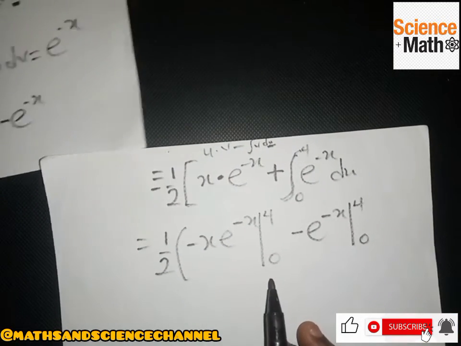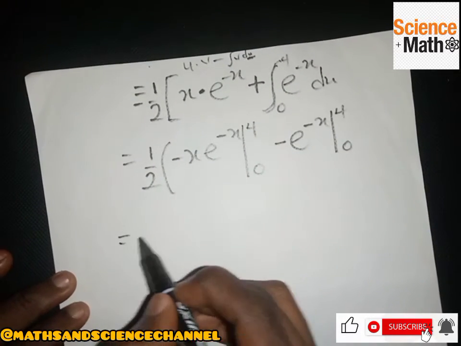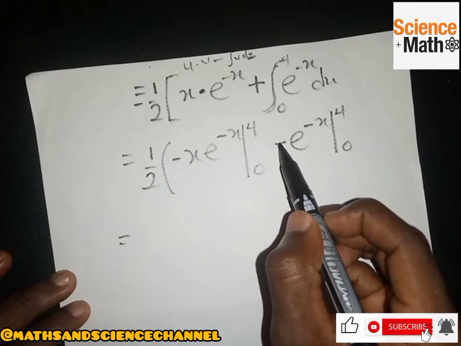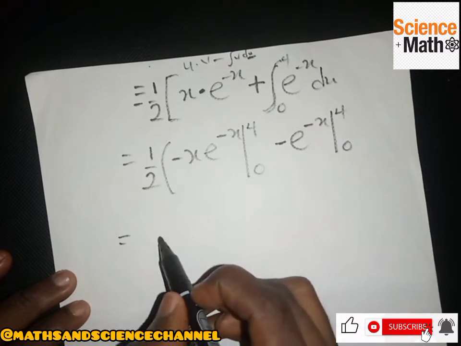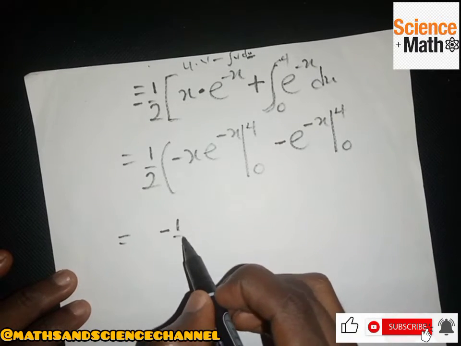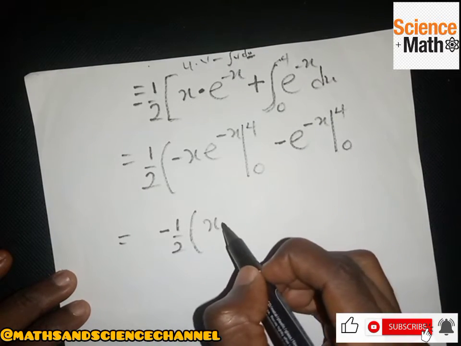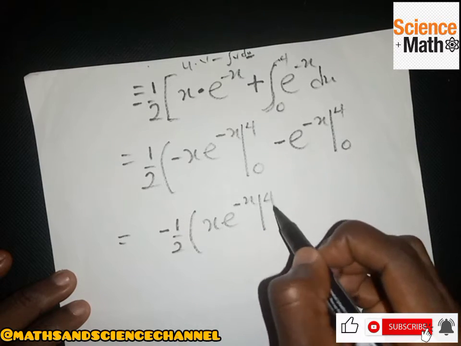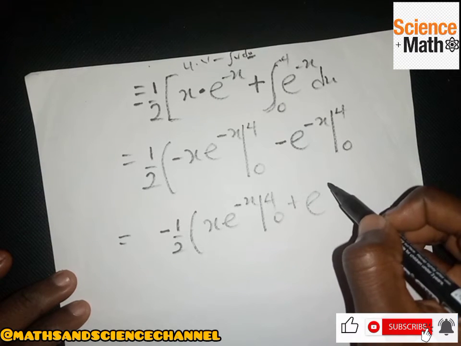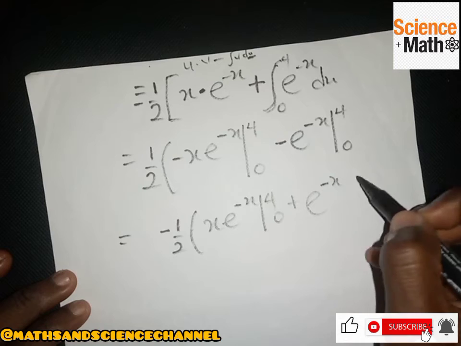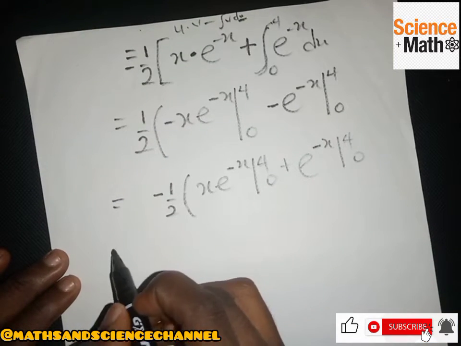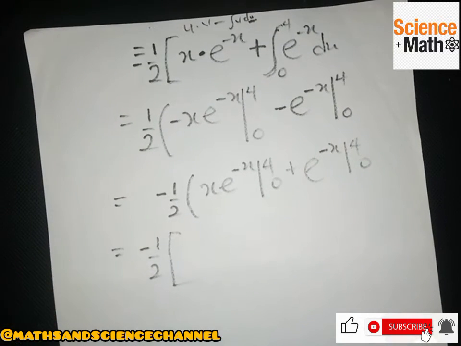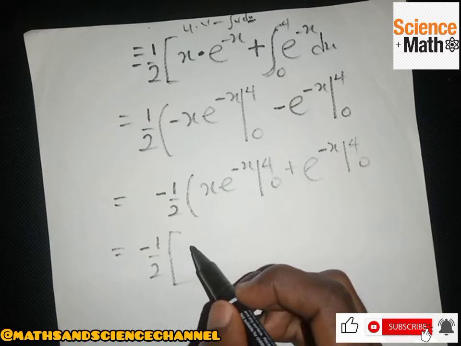Good. Now from here we have 1/2. Since we have a negative and then a negative here, we can just substitute the negative out, so that we have x e to the power minus x from 4 to 0, plus e to the power minus x from 4 to 0. So what we are going to do here is just substitute.